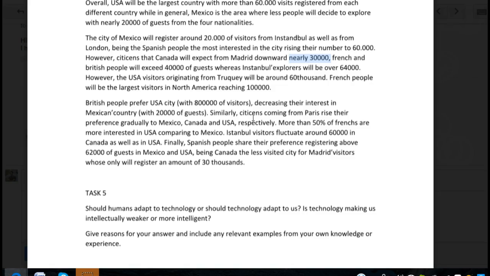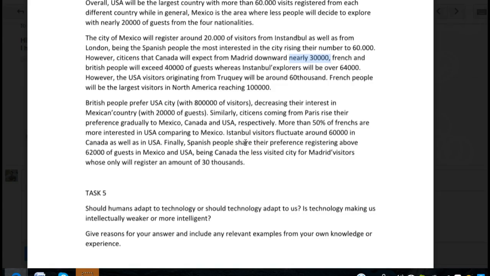Obviously, it's the opposite. It's visitors from Mexico, Canada, and USA have an increased preference in Paris. Okay, so it's difficult to correct it when you've misunderstood which people are going where. More than 50% of the French are more interested in USA comparing to Mexico. Okay, again, it's a problem with the understanding of the task here.